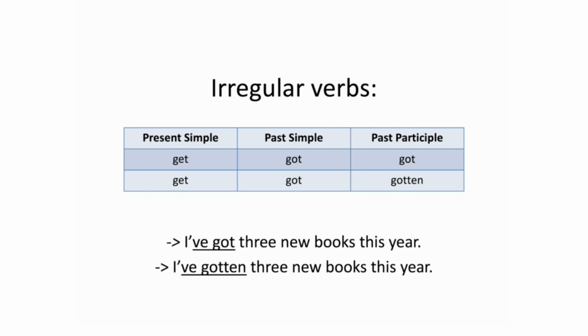For example, I've got 3 new books this year. I've gotten 3 new books this year. Both sentences are grammatically correct and are acceptably used in formal and informal language.